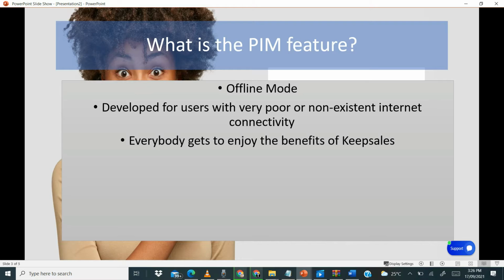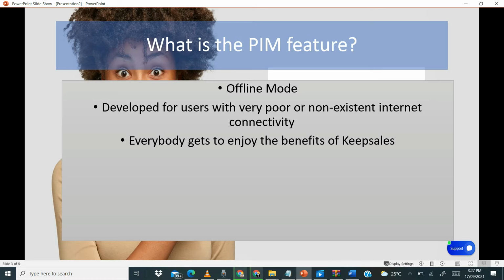The whole idea is that everybody gets to enjoy the benefits of Keepsales, whether you are in an area with very good, very fast internet, or you happen to be in an area where the internet is very poor. Now Keepsales web and mobile platforms strictly use the internet, and the advantages of being on the internet in order to use Keepsales are massive. You are able to work from anywhere and monitor your business from anywhere, and because of that, the issue of theft in your shop is arrested.